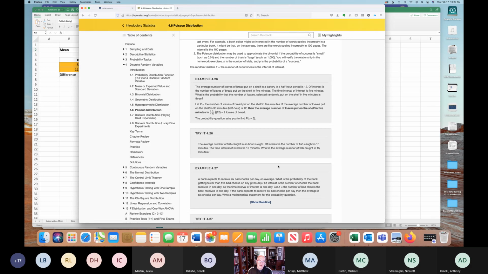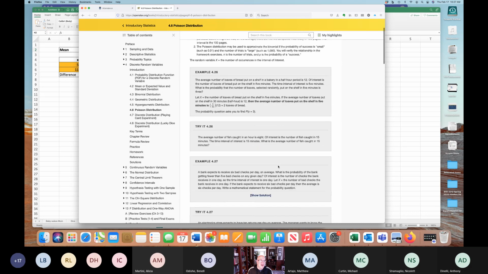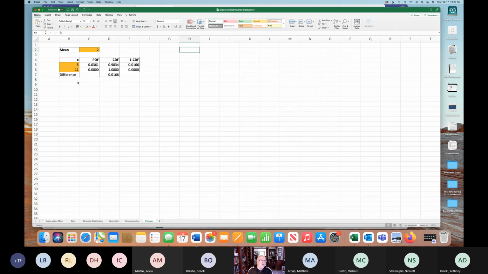We did that. Let's say now I want to find out the probability that we caught 1 fish or we caught 3 fish. I put 2 numbers in there. It can give me the difference between the CDFs. It gives me the PDFs for both. So the probability of catching 1 fish is 0.2707, 27%.